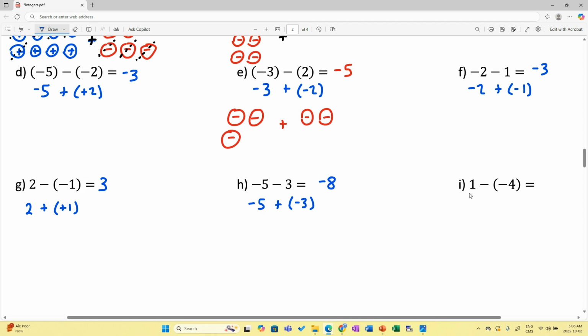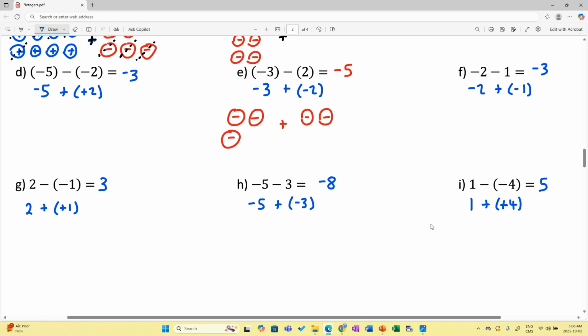Now for my last example here, I have keep the first number the same, change my negative sign to a positive, change my negative 4 to its opposite, which is a positive 4. So I basically have the answer to be 5. So 1 minus negative 4 is 5.